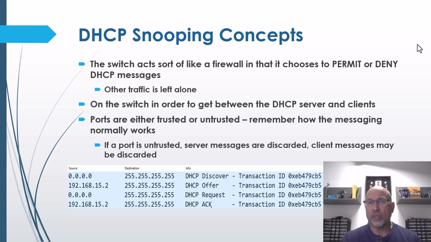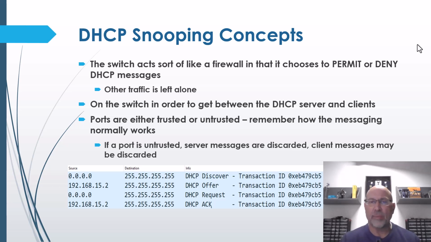Most ports connecting to hosts will be untrusted, and so you have to make the decision to trust a port. If a port is untrusted, then the server messages are discarded on that port. So any server message that appears, like an offer, is automatically discarded by the switch. Client messages might be discarded if they don't match what the switch thinks is supposed to be going on. And so the binding table becomes important to us.